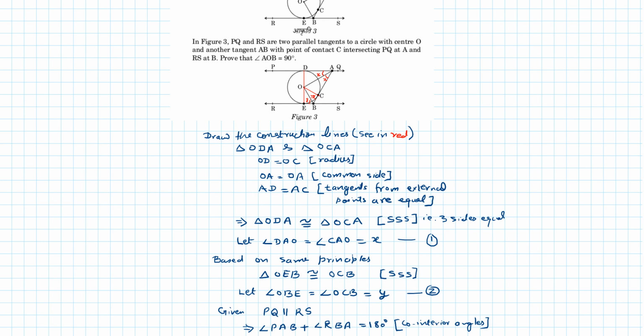Now let angle DAO be x. So angle DAO is equal to angle CAO is equal to x. So let us say we call it 1.